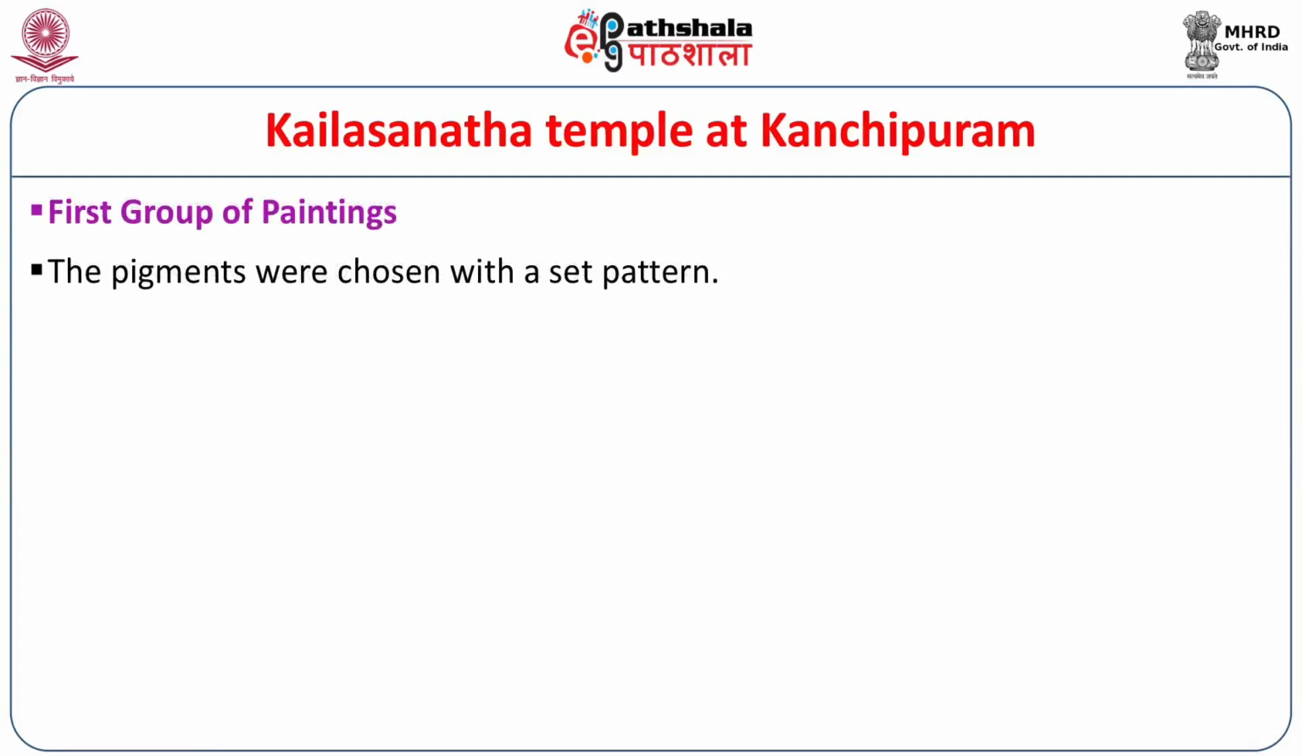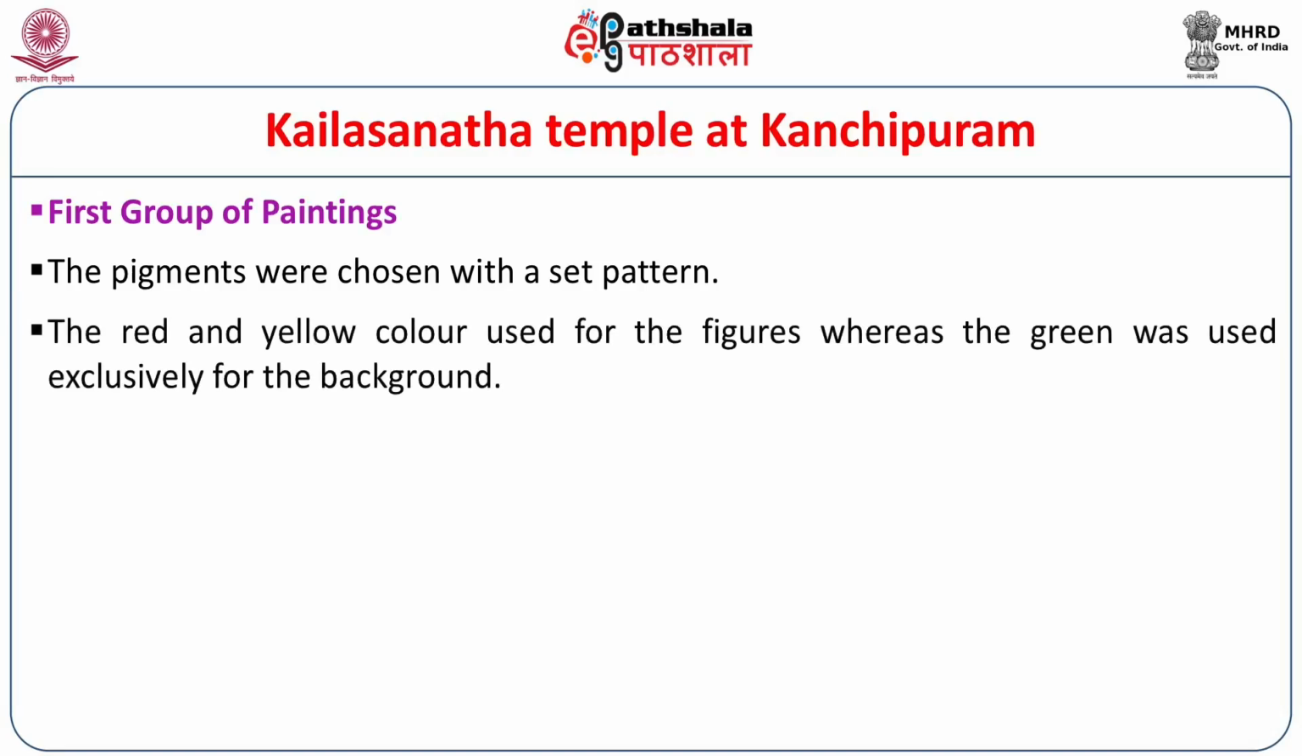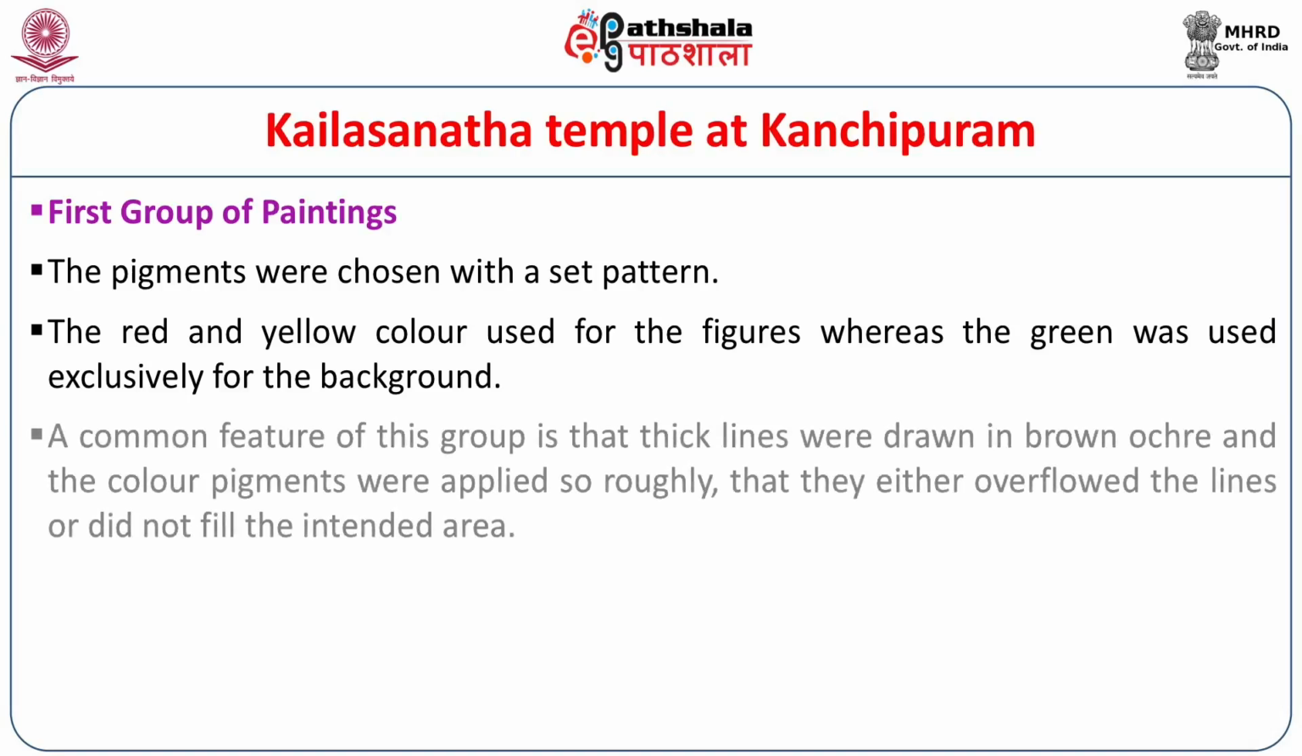The pigments of the paintings were chosen with a shade of pattern. The red and yellow colors were used for the figures, whereas the green was used exclusively for the background. A common feature of this group is that thick lines were drawn in brown ochre and the color pigments were applied so roughly that they either overflowed the lines or did not fill the indented area.